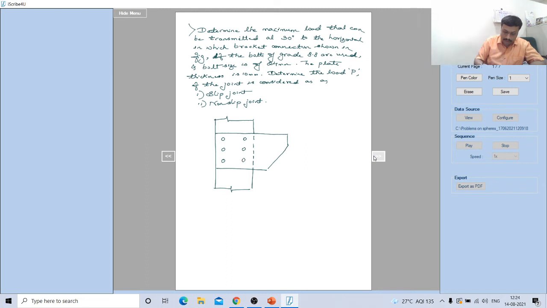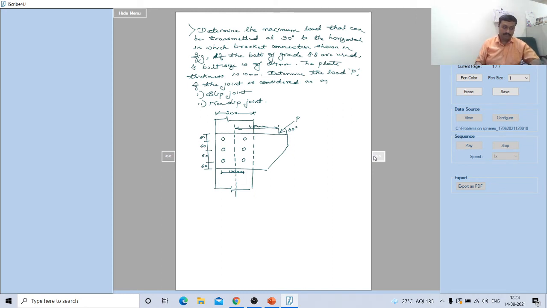Six bolts they have given for you. An inclination angle of P within 30 degrees. And the distance they are telling is 450, and this is 200 mm. The distance is also 60, pitch also they have given us 60. The distance between these adjacent bolts is 120 mm. Okay, this is the thing they have given for you.